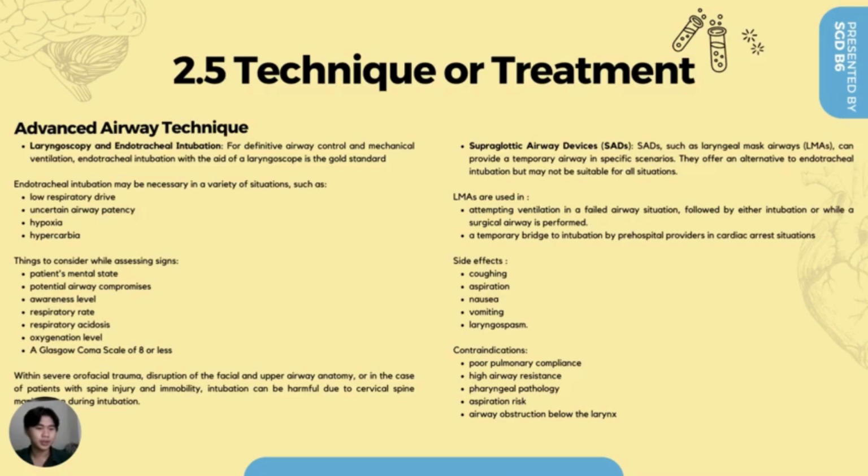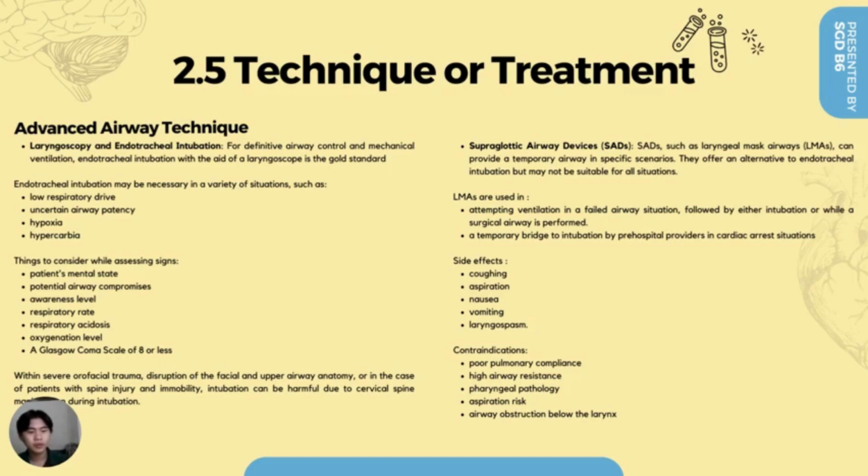For advanced airway techniques, there are two in particular, which are laryngoscopy and endotracheal intubation, and supraglottic airway devices. Laryngoscopy and endotracheal intubation is used for definitive airway control and mechanical ventilation, and this is used as the gold standard in clinical settings. There are some situations where it is required to use intubation. This includes low respiratory drive, uncertain airway patency, hypoxia, and hypercarbia. Things to consider while assessing signs within patients include the patient's mental state, potential airway compromise, awareness level, respiratory rate, respiratory acidosis, oxygenation level, and a Glasgow Coma Scale of 8 or less. These signs might indicate if a patient could benefit from endotracheal intubation.